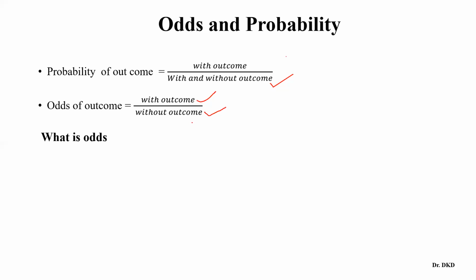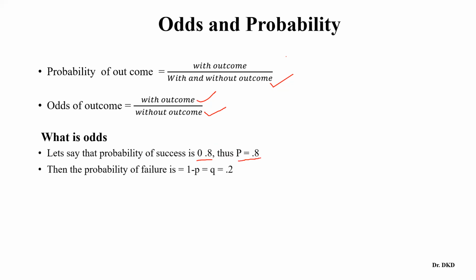Now we need to understand what the odds are. This is very important, so we'll discuss it with an example. Let's say that the probability of success is 0.8. So we can say P equals 0.8. Then the probability of failure, according to the definition, is 1 minus P, equal to Q. So 0.2 is the probability of failure.